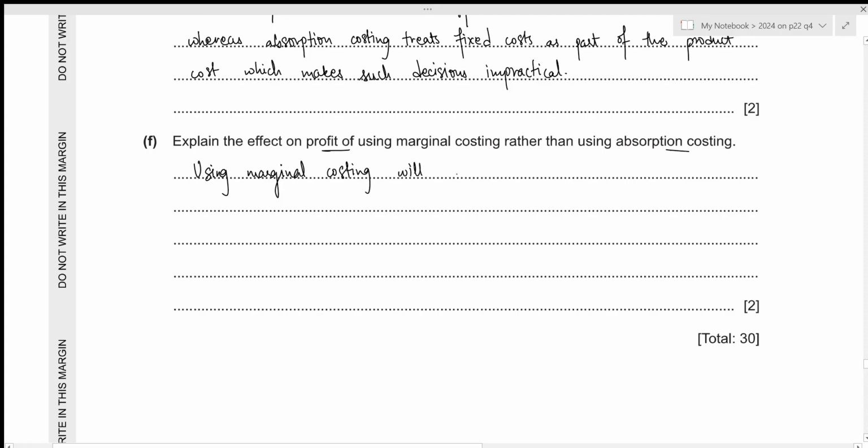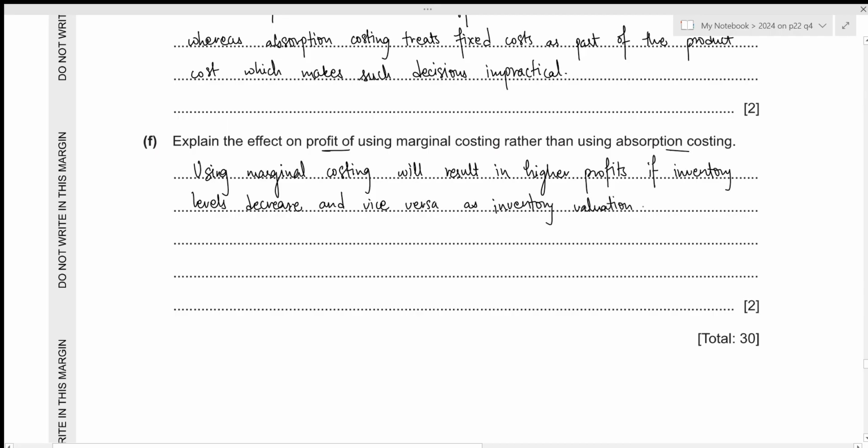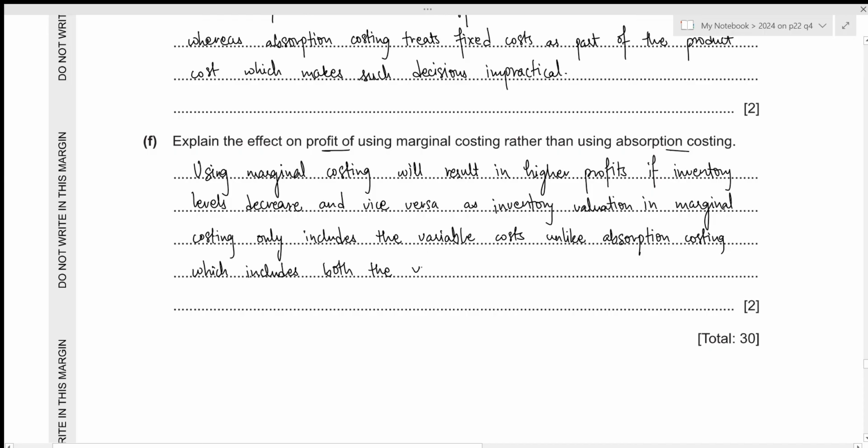will result in higher profits if inventory levels decrease and vice versa, as inventory valuation in marginal costing only includes the variable costs, unlike absorption costing, which includes both the variable costs and the fixed costs.